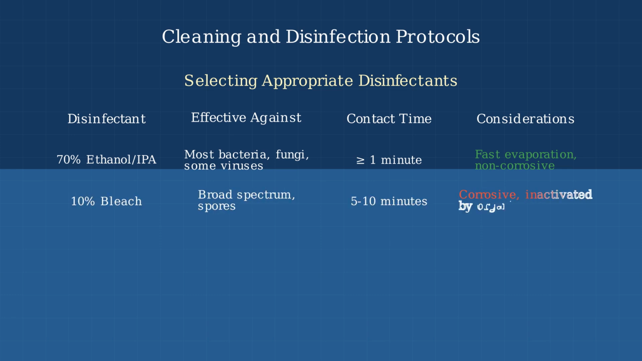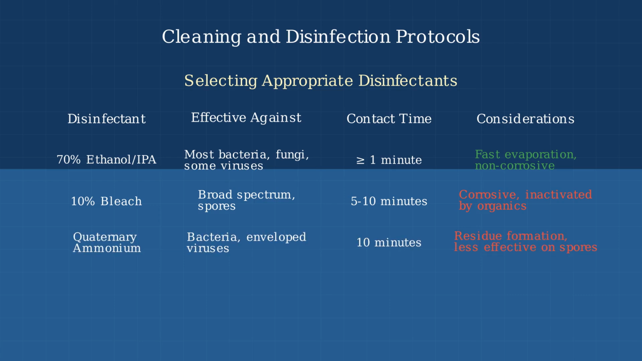10% bleach solution provides broad-spectrum disinfection, including bacterial spores, but requires 5 to 10 minutes of contact time. Be aware that bleach is corrosive and can damage cabinet components. Quaternary ammonium compounds are effective against bacteria and enveloped viruses with a 10-minute contact time, but may leave residues and are less effective against spores.